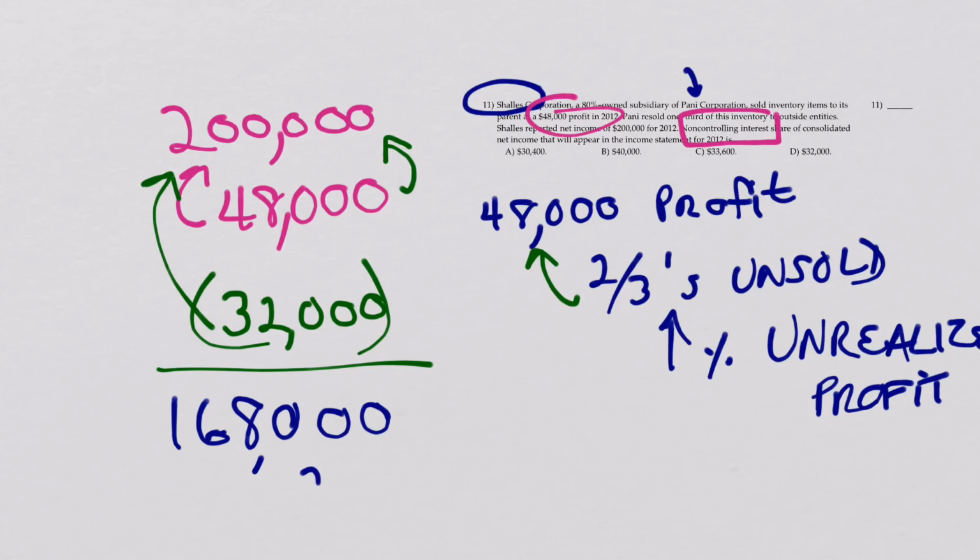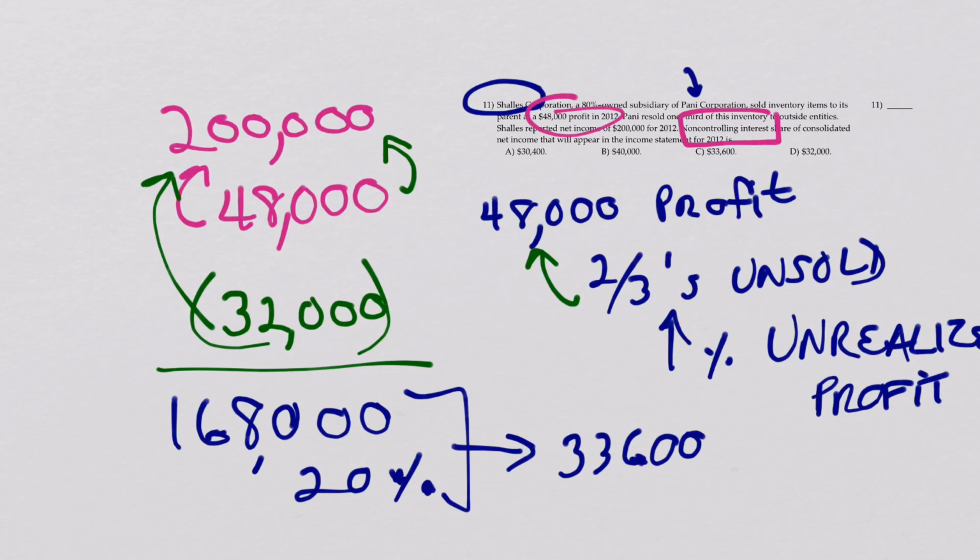At 20%, since that's the percentage to the NCI, it is $33,600, and we find that answer right up here, and that is that.